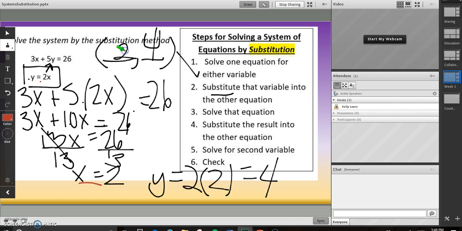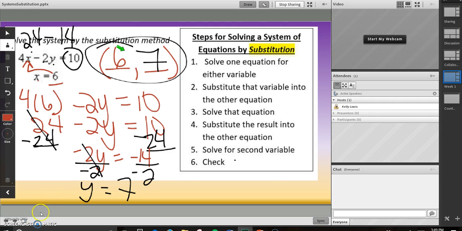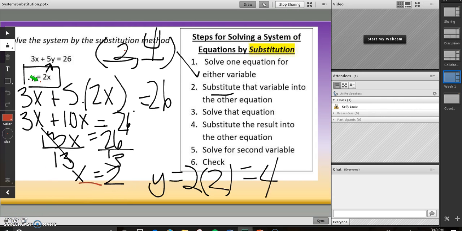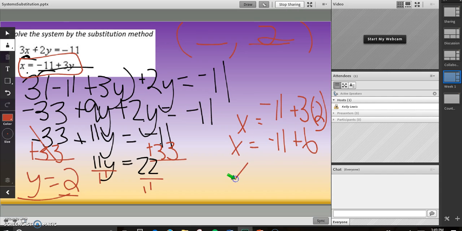Let me pause real quick and make sure I did this right. This is x equals, so I put it in the right spot. Fabulous. This was x equals, okay, good. I just want to make sure I didn't confuse them. Okay, so y is 2. So then I'm going to come right here. x equals negative 11 plus 3 times y. So x equals negative 11 plus 6. So x equals negative 5. So my answer is negative 5 comma 2 in parentheses.